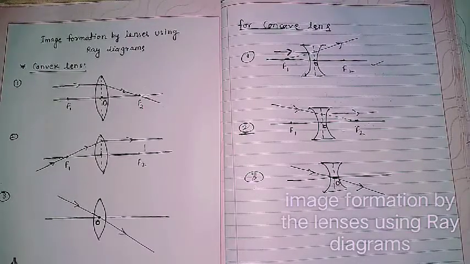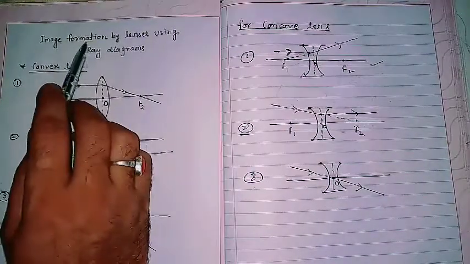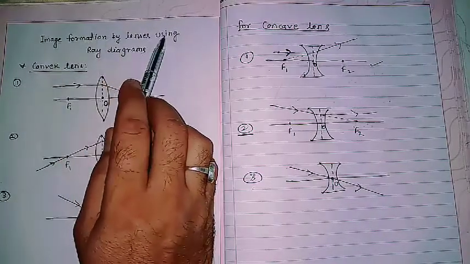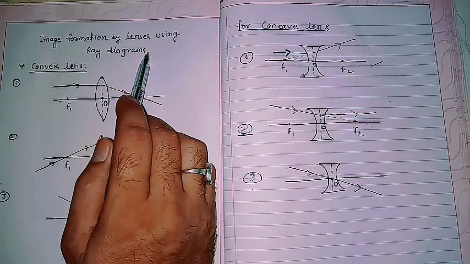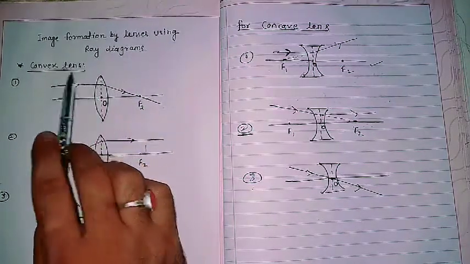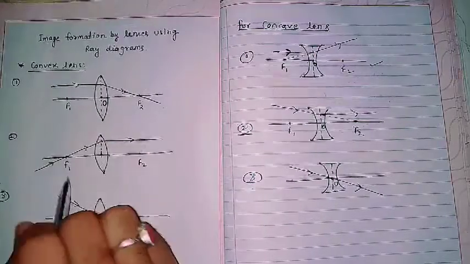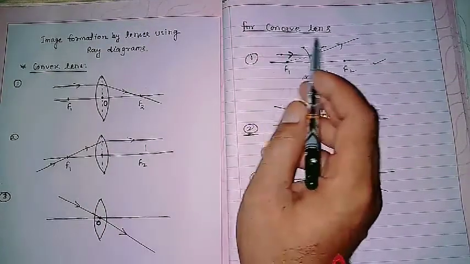Today we will learn about the image formation by lenses using ray diagrams. For that we will follow some rules for the convex lens as well as for the concave lens.